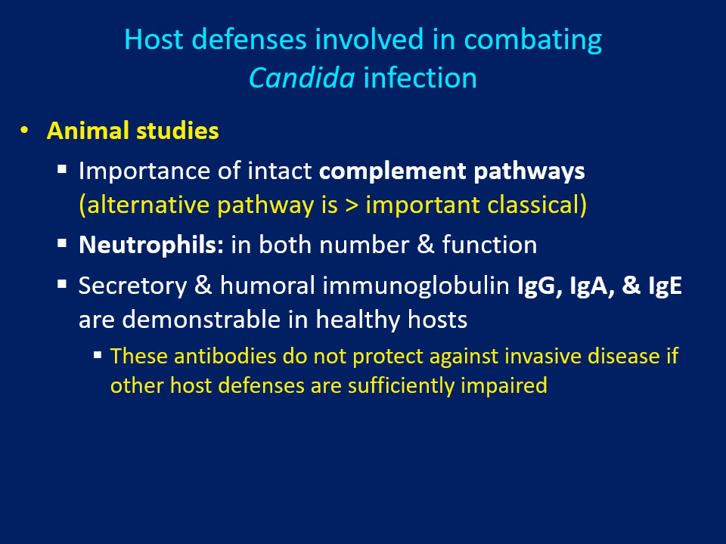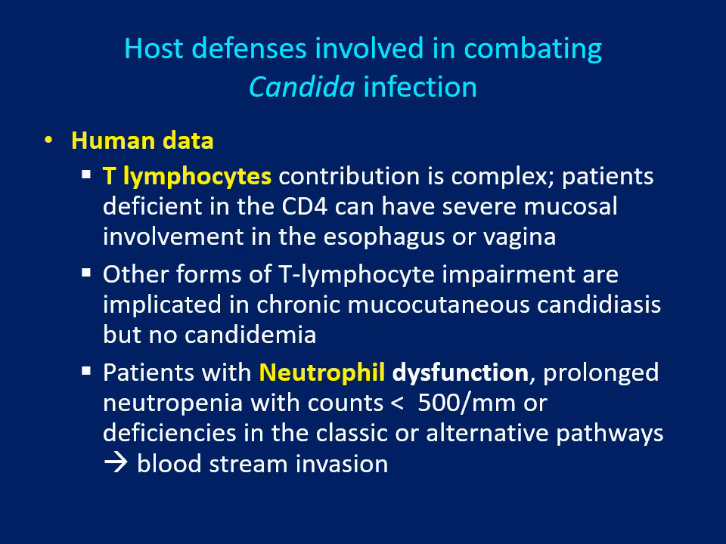Neutrophils are important in both number and function, so febrile neutropenia or prolonged neutropenia is an important predisposing factor to acquire a Candida infection. Secretory and humoral immunoglobulins are important, but these antibodies do not protect against invasive disease if other host defenses are sufficiently impaired. So they are helpful if you have a healthy host. If you don't have a healthy host, then immunoglobulins alone may not be very important.